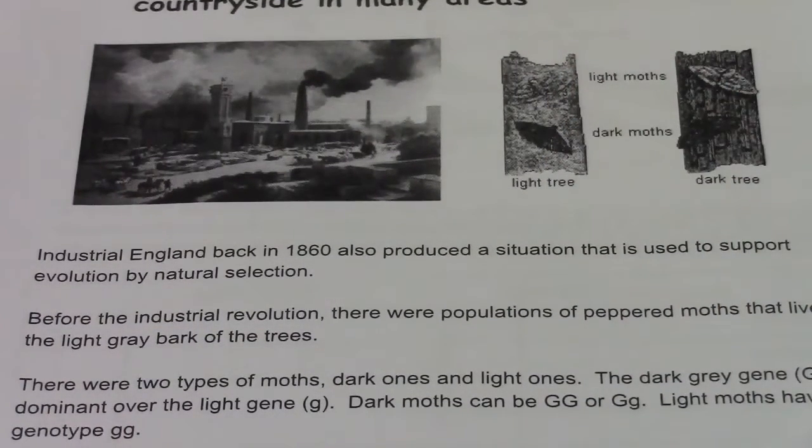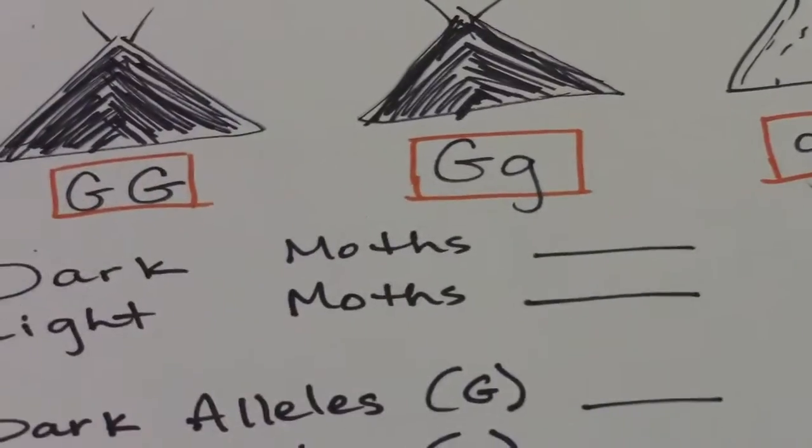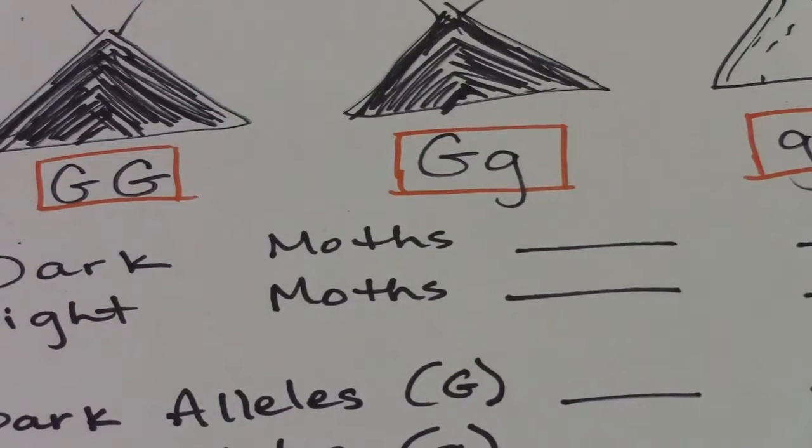And there were two types of moth, dark ones and light ones. And the dark gray gene, big G, is dominant over the light gene. And dark moths can be homozygous dominant or heterozygous. And light moths have the homozygous recessive genotype. So let's look here at what we're talking about.